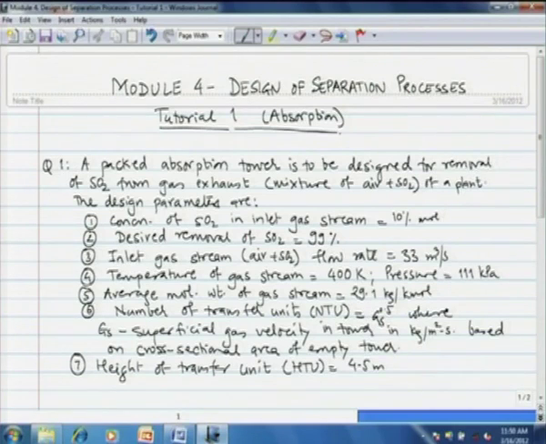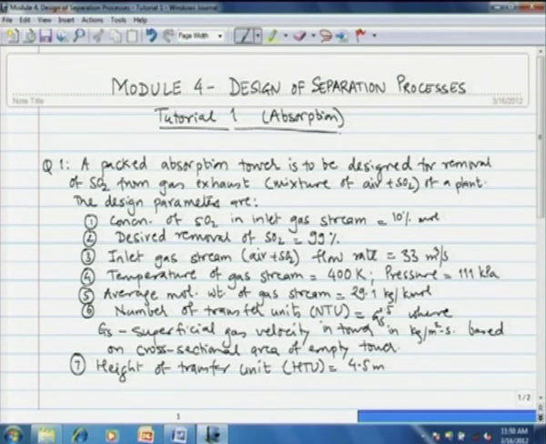The problem statement is on your screen. A packed absorption tower is to be designed for removal of sulfur dioxide from gas exhaust, a mixture of air and SO2, of a plant. The design parameters are: concentration of sulfur dioxide in the inlet gas stream 10 mole %. The desired removal of SO2 is 99%. Inlet gas stream flow rate, which is air plus SO2, is 33 meter cube per second. Temperature of the gas stream is 400 Kelvin, pressure 111 kilopascals. Average molecular weight of gas stream is 29.1 kg per kilomole.